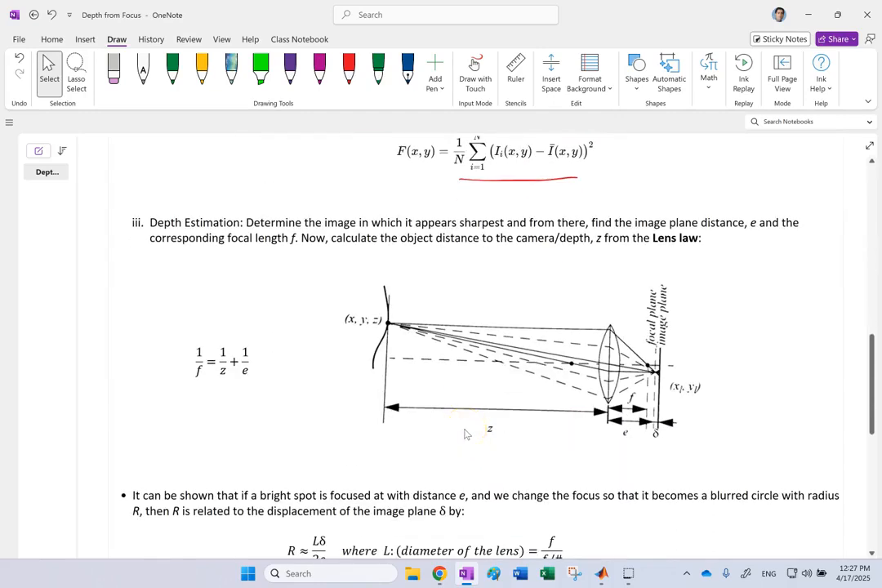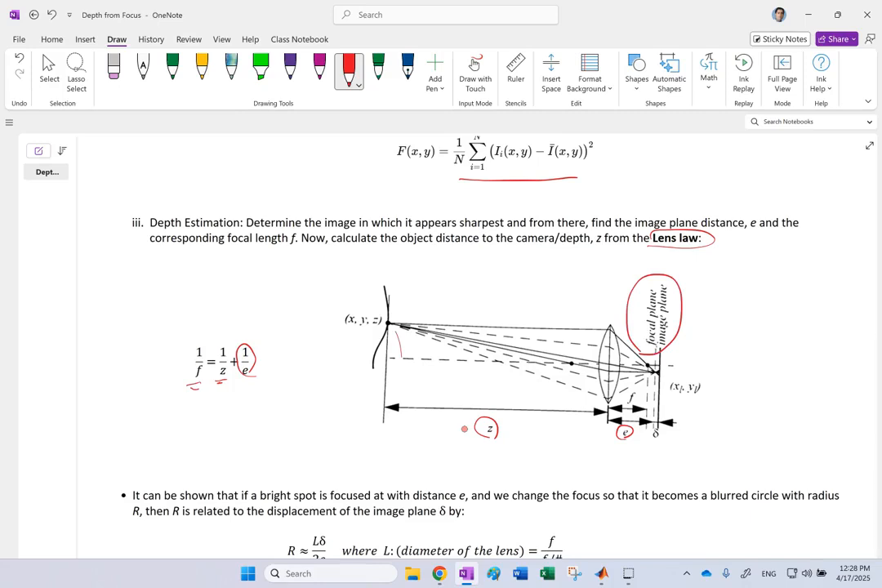So the way you do it is simple. You use the law that we know for any lens, that 1 over the focal length is equal to 1 over the depth plus 1 over the distance of the image plane to the lens. So here E is the distance of the image plane to the lens, Z is the distance of the object to the lens, and F is the focal point. This simple formula that you probably have seen in physics, this is exactly what you want to have.